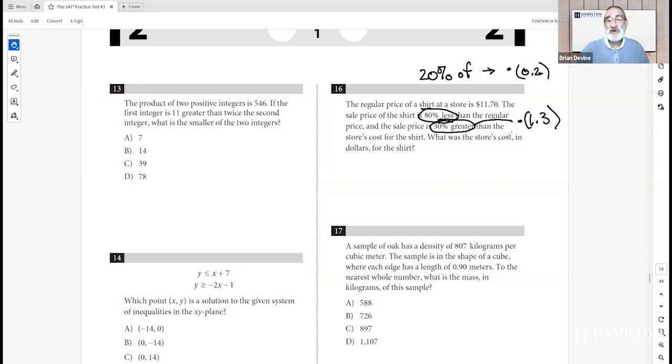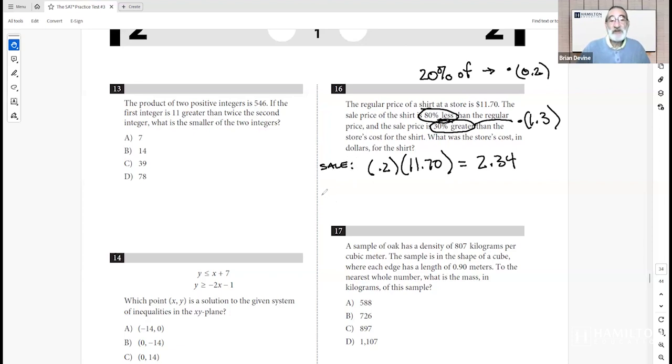What was the store's cost in dollars for the shirt? So if we take the regular price of $11.70 and we apply the 80% less, we multiply then by 0.2, and we're going to get $2.34. You can put that in your calculator. That's pretty easy to do. So now we know that that is the sale price.